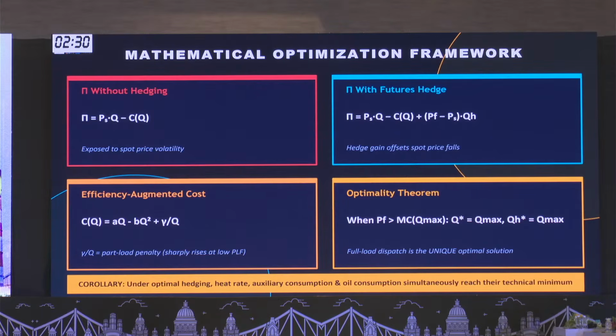From the efficiency-augmented cost, we can see that when the unit is running at low load, the cost is higher. In the third part, the Q-squared coefficient is negative, and there is the term gamma by Q, that is γ/Q. It also shows that at part load the cost is getting higher. So even in the optimal situation, we will increase the generation and run the unit at full load, ensuring maximum benefit.